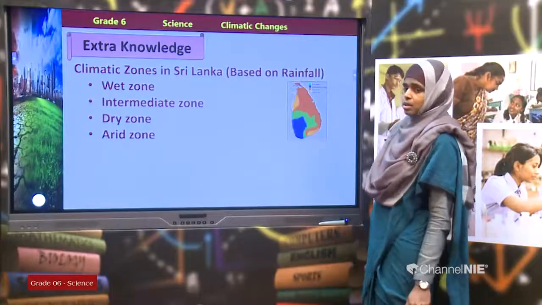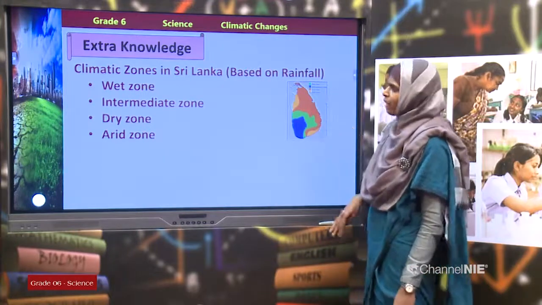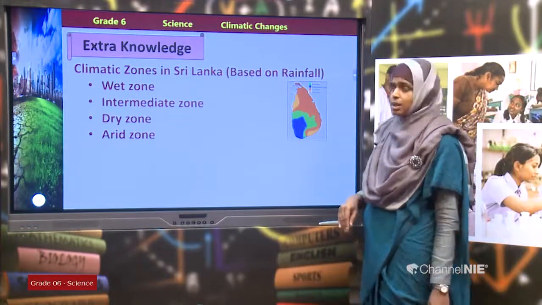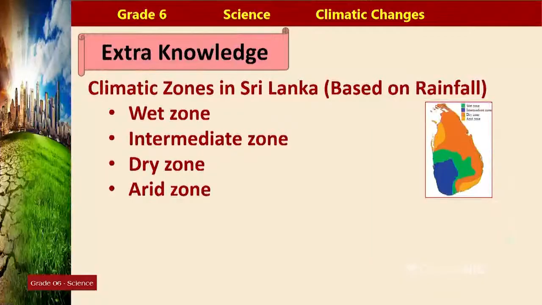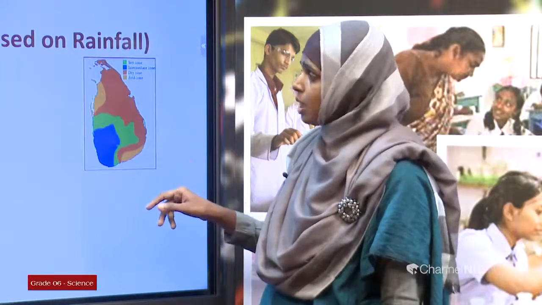This is given as extra knowledge. In our country, we can identify 4 different climatic zones. What are the 4 different climatic zones in Sri Lanka, children? These zones are divided based on the rainfall. They are the wet zone, intermediate zone, dry zone as well as arid zone. Droughts are very common in the arid zone, towards Mannar and Hambantota.